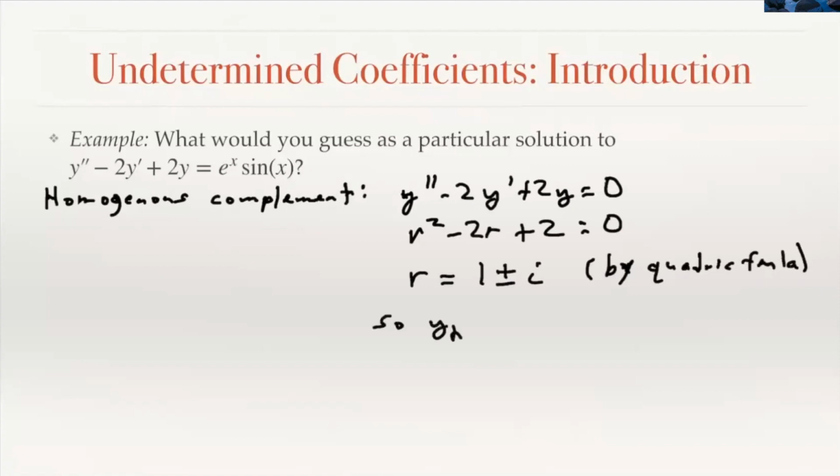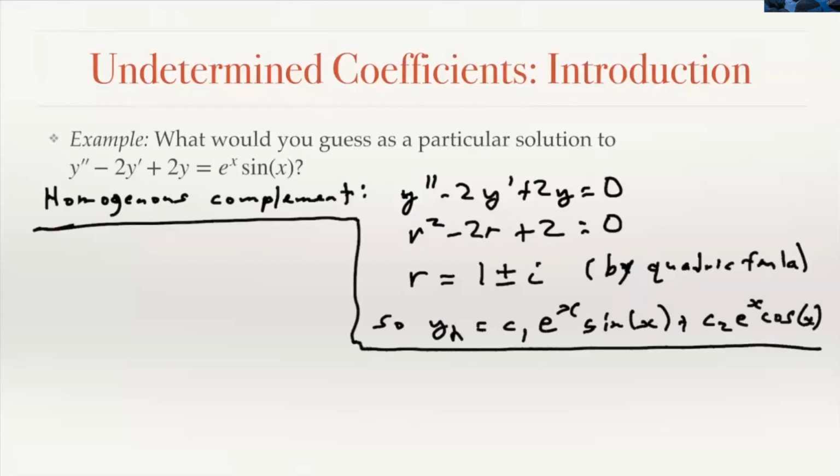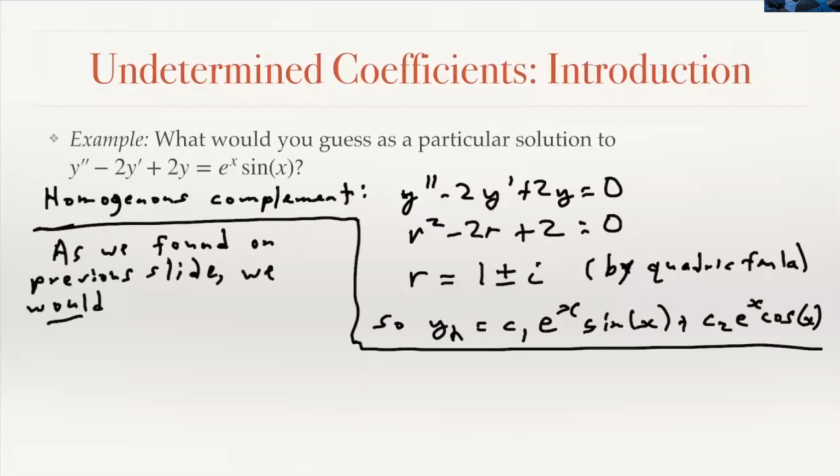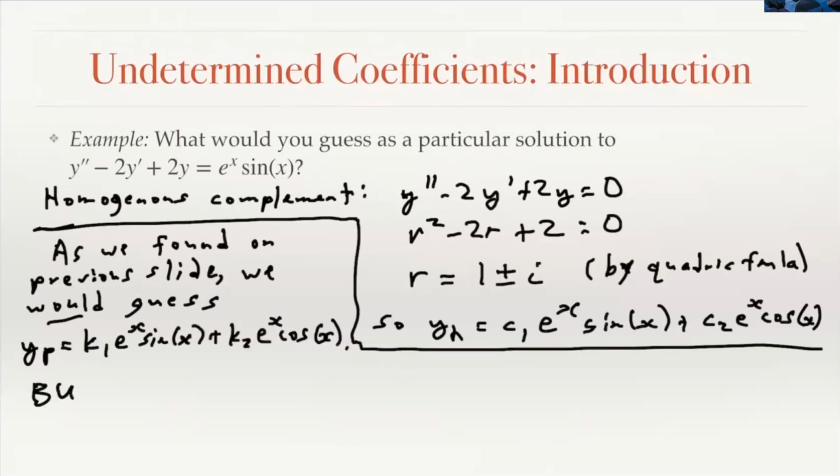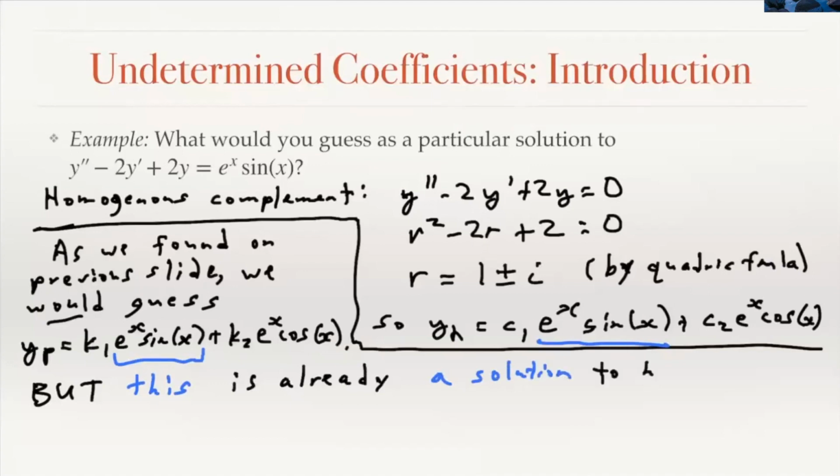And that means that yh is c1 e to the x sine x plus c2 e to the x cosine x. As we found on the previous slide, we would guess k1 e to the x sine x plus k2 e to the x cosine x, but that is already a solution to the homogeneous complement. So what do we do?